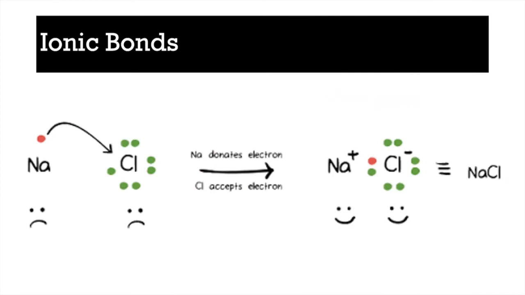So if we look at this again in another picture, sodium has one valence electron. It's not happy. It's not stable. Neither is chlorine when it has its 7 valence electrons. So sodium will give its electron to chlorine. Sodium becomes positive because it lost an electron. Chlorine becomes negative because it gained an electron. Now both ions, they're ions now because they're charged, are happy.